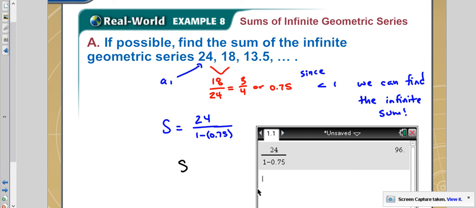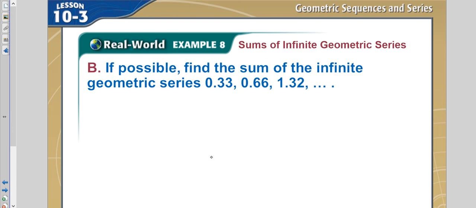And so we have now our answer of 96. That means if you added up the infinite amount of this series, it would add up to 96. Just think, 24 plus 18 gives us 42. When we add this one, we get 55.5. So we're on our way, but it'll approach 96. That's what it'll approach.